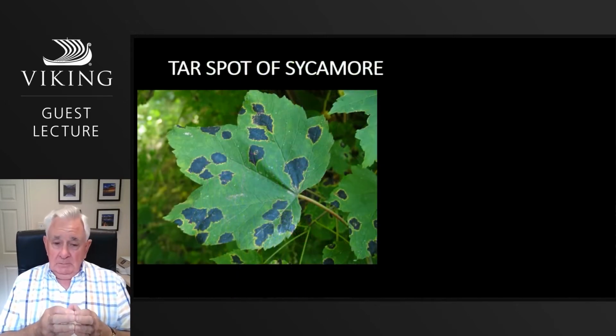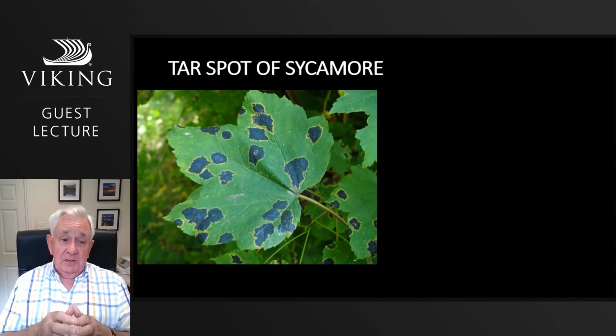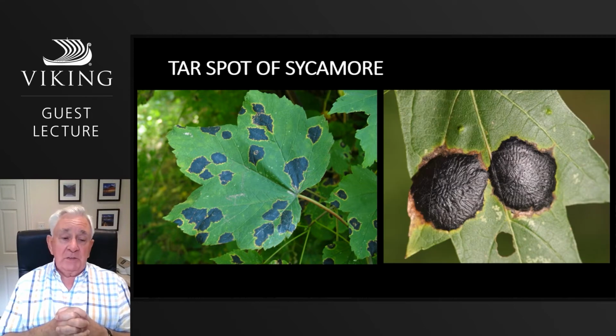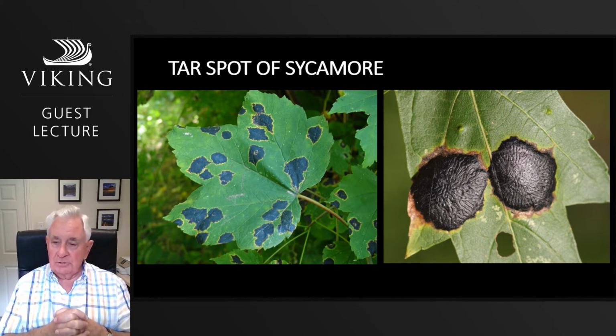Now, you might say, well, I've seen it, and there's an example, tar spot of sycamore. But the real problem here is that blackness is not produced by the sycamore leaf. It's being produced by a fungal infection. So you don't get melanin in the plant world, so you won't get black flowers or black leaves.